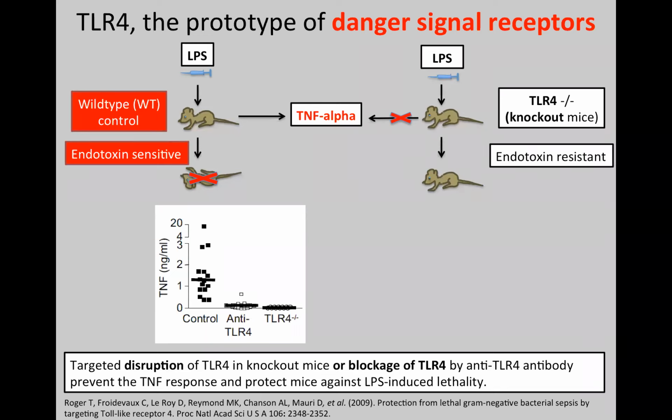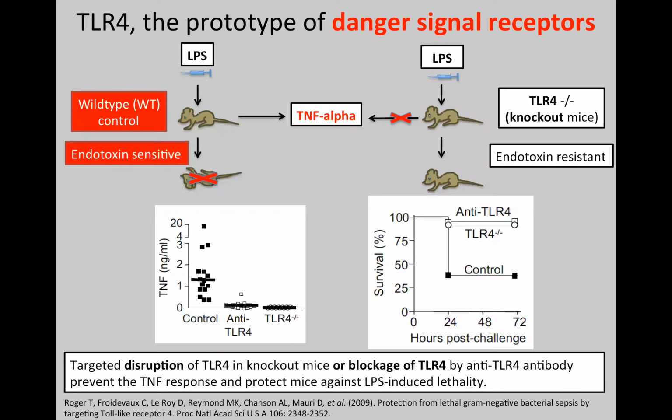It's the same reaction if they use the TLR4 antibody. So if they block the TLR4 action, those will not produce TNF. And as expected, the TLR4 knockout mice, or those mice that received anti-TLR4 antibody, could survive lethal doses of LPS.